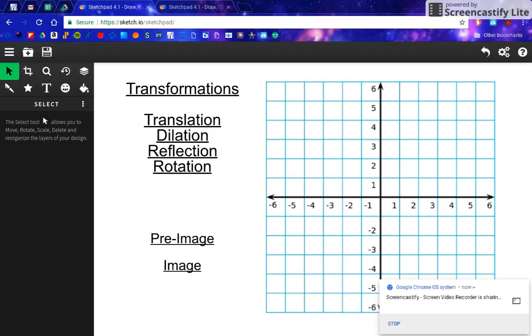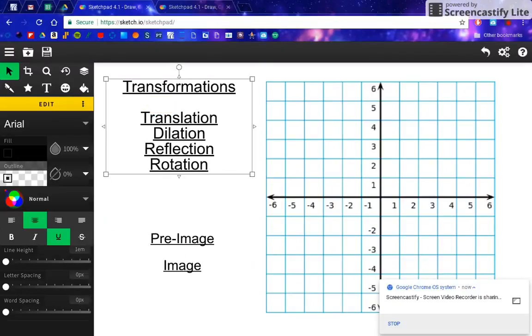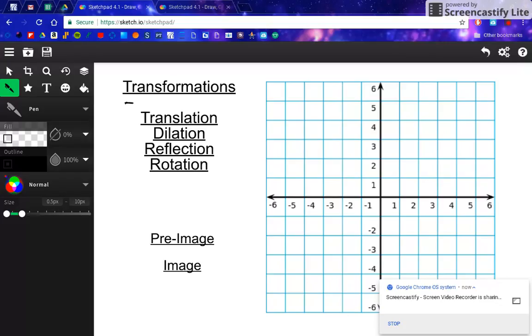Last one we talked about was translations. There are four types of transformations. They are translations, dilations, reflections, and rotations. Rotation is going to be a video all on its own, but I'm going to try and hit translation and dilation on this one, reflection on another one, and then rotation on another one.